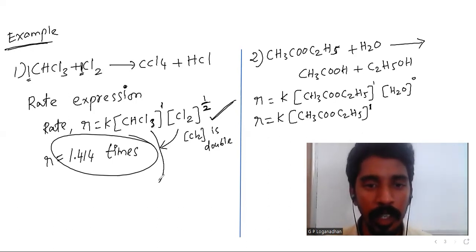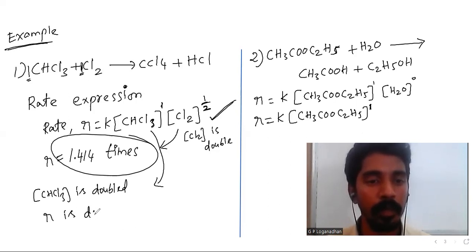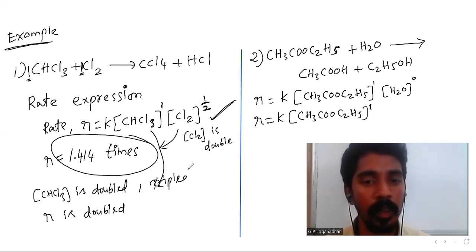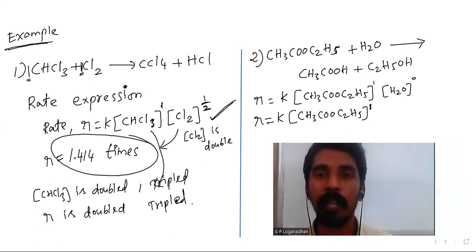At the same time, when you take CHCl3, if the concentration of CHCl3 is doubled, then R is also doubled. If this is tripled, then R is also tripled. This is about the rate law, determining the rate law.